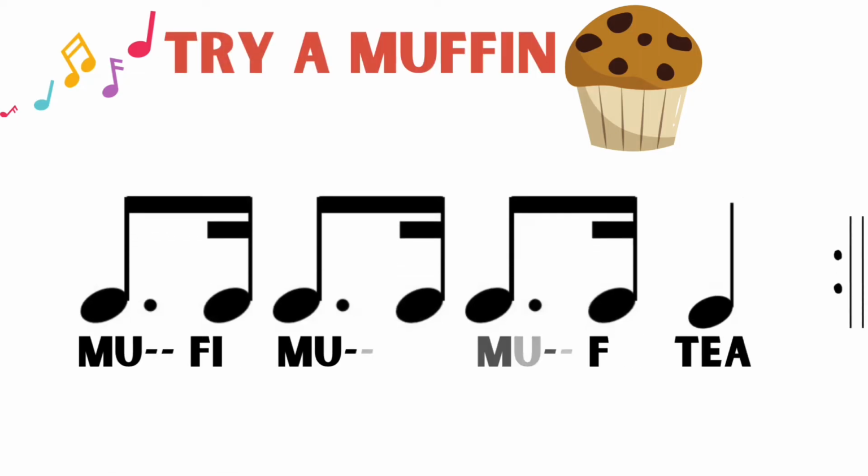Okay, so we're going to try one of these rhythms. We're going to use Muffin because it's easier to count that way. Okay, let's take it nice and slow. So remember, you have a long, short, long, short, long, short, long, short rhythm. 1, 2, ready, go. Muffin, muffin, muffin, tea. Muffin, muffin, muffin, tea. That's great, well done.